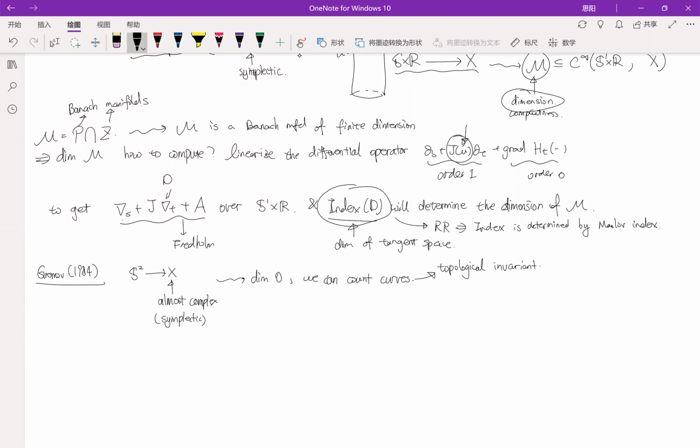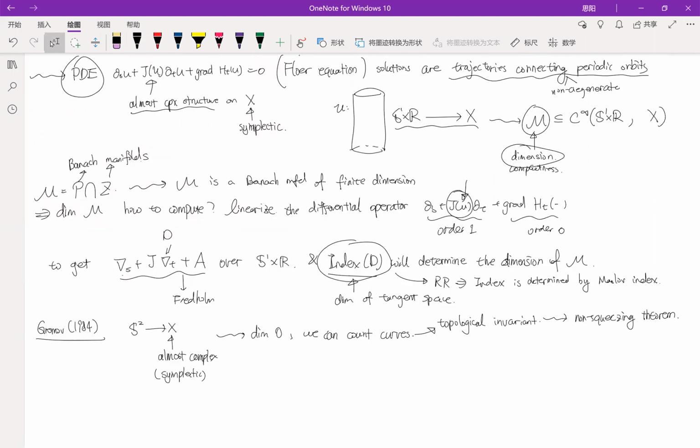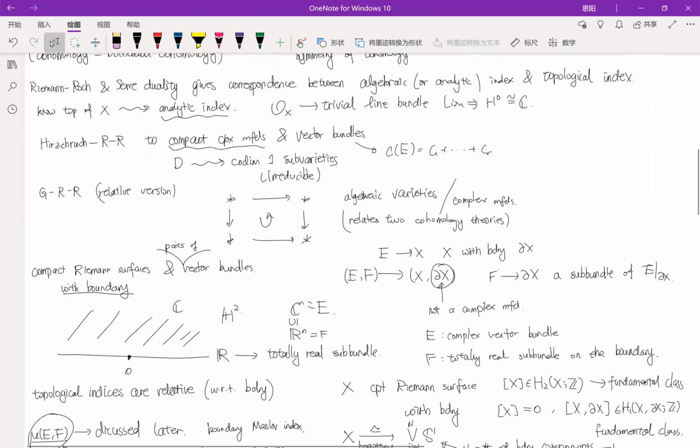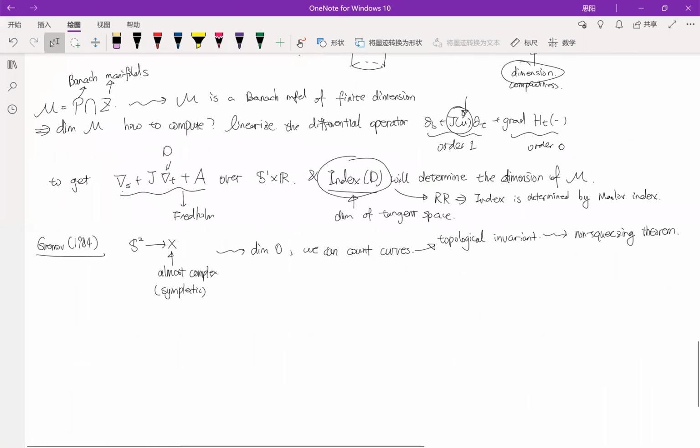And in Gromov's case, it helps him to determine if a symplectic sphere can be embedded into a symplectic cylinder. So this will lead to the non-squeezing theorem. Okay, that's all the introduction before we go formally into the Riemann-Roch theorem.